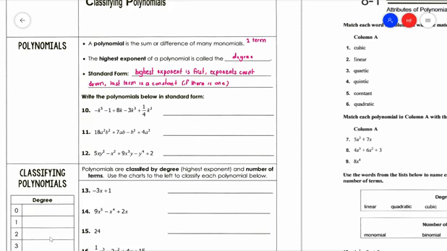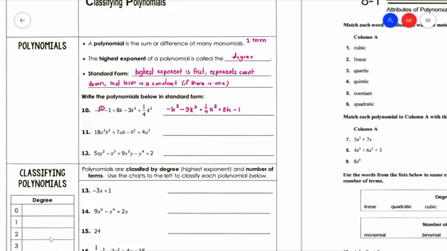I want my highest degree to be first, my highest exponent. So that is a 5. So negative k to the 5th is my first term. Then I would look for the next one, which would be an exponent of 4. I don't have one, so I'll go to the next one, which is an exponent of 3. Then I want the exponent of 2, exponent of 1, and then the constant.